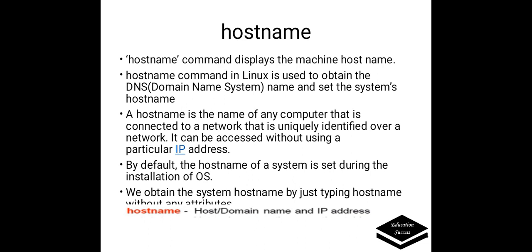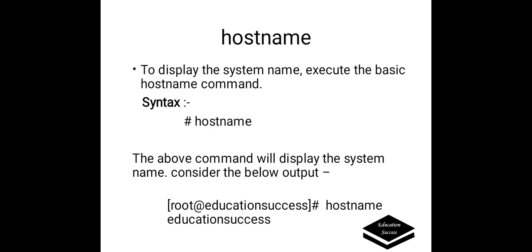By default, the hostname of a system is set during the installation of the operating system. We obtain the system hostname by just typing hostname without any attribute. We will see one example. To display the system name, execute the basic hostname command; the syntax is hostname only. The above command will display the system name. Consider the below output. Here, suppose we are root at education success and we write the command hostname. It will display the hostname that I kept for my system, that is education success.